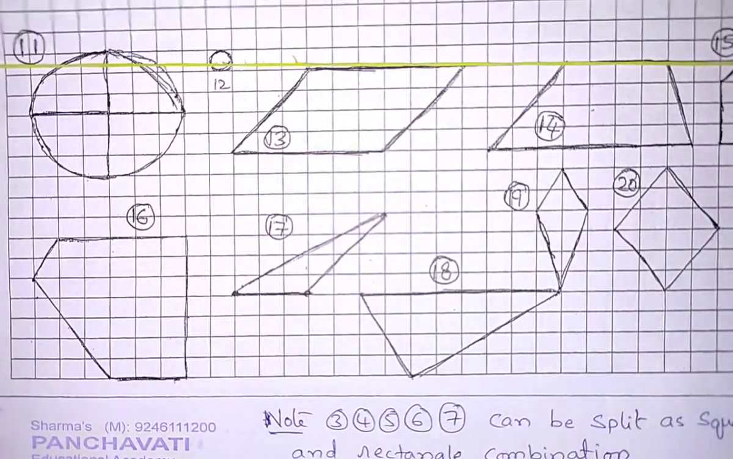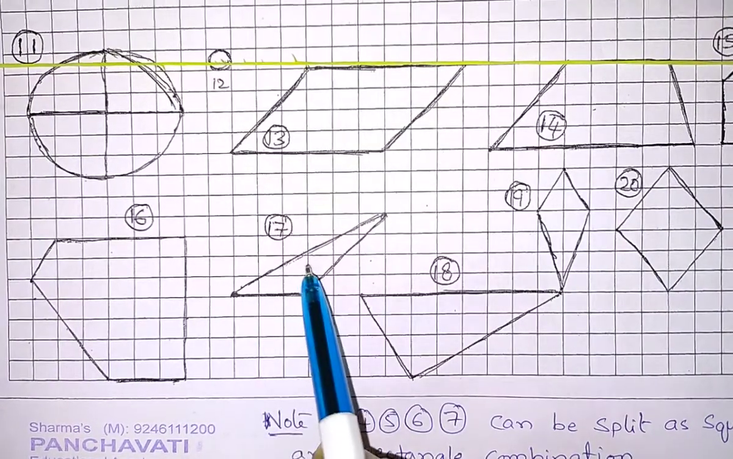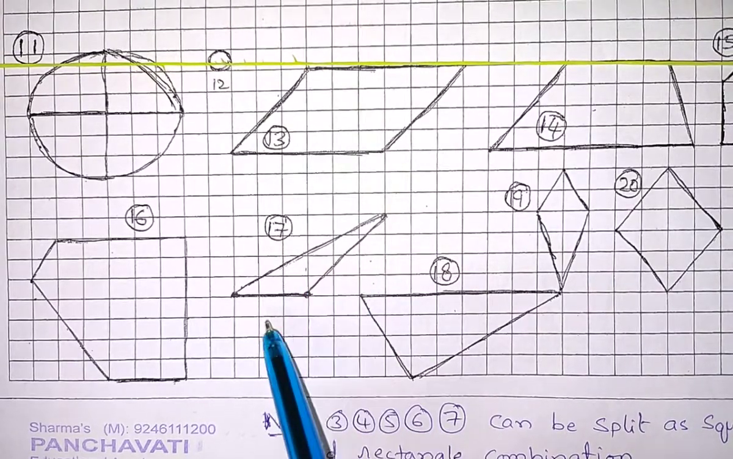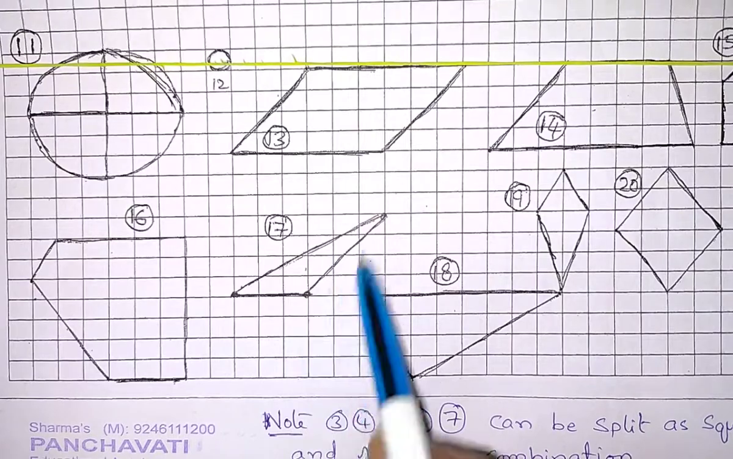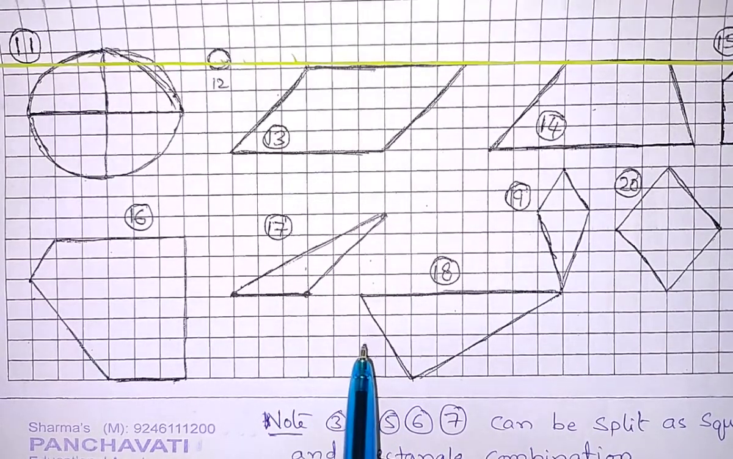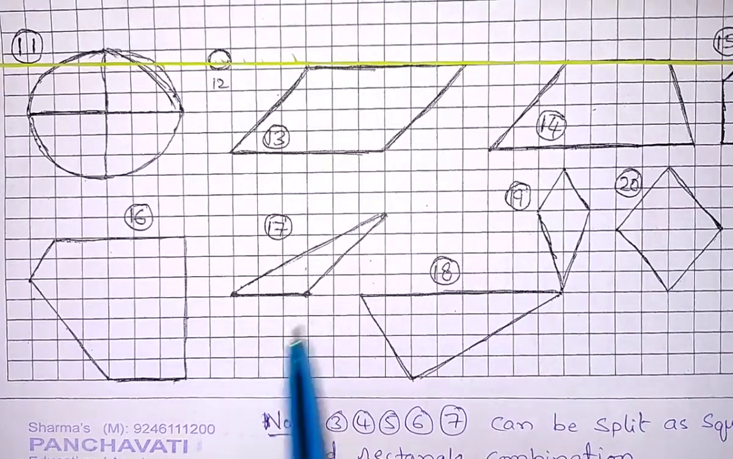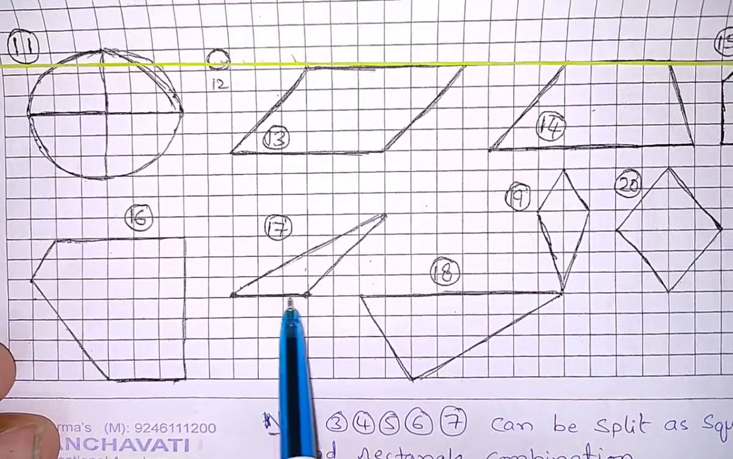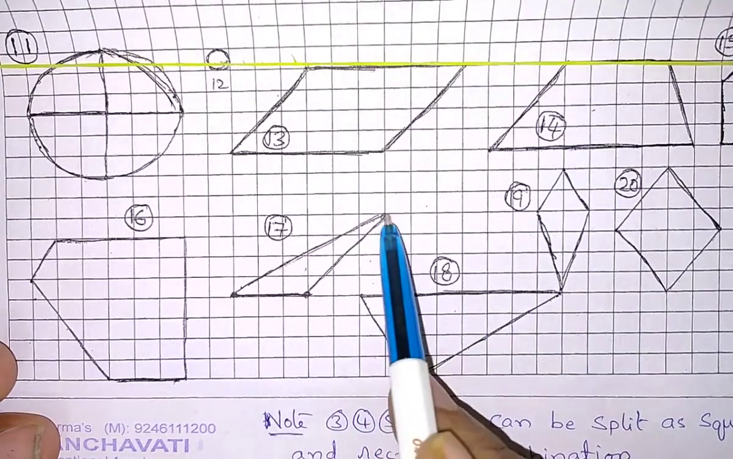Now comes the 17th question. We have a triangle. This side is not equal, and this side is also not equal. It's a scalene triangle. You can go with the square root of s into s minus a into s minus b into s minus c, where s is the semi-perimeter, but it is also difficult. Let us go with half into base into height. Base is this one. Height is extend here and take from the opposite vertex.